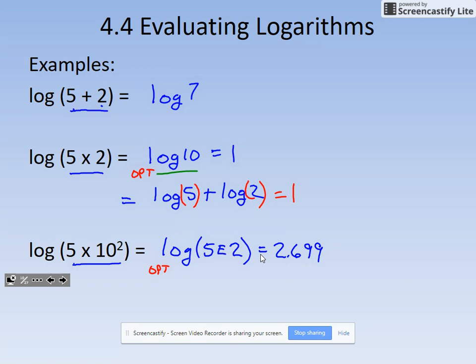Or again, just like above, an optional way of doing this, and I'm not really encouraging it, but I want you to see again the log property is, anytime you have multiplication, you could break that down into an addition problem. So we could say we have log of 5 plus the log of 100, and you know that the log of 100 is 2, and the log of 5 is going to be 0.699. So our final answer would be, of course, the same, 2.699. Two ways of doing it.